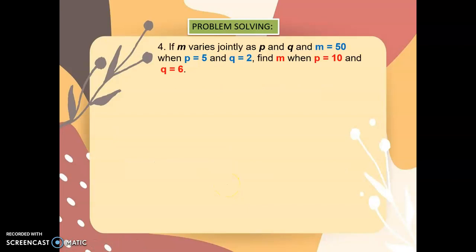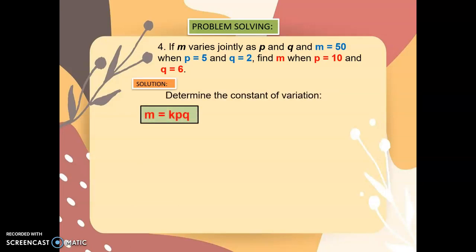So, problem solving na po tayo. Just like with the inverse, kailangan translate muna natin ng tama. M varies jointly as P and Q. Ibig sabihin, M is equal to KPQ. Okay? And then, constant, magdi-derive lang naman tayo. I-divide lang natin ulit yan kay PQ, both sides. Kaya naging K is equal to M over PQ.